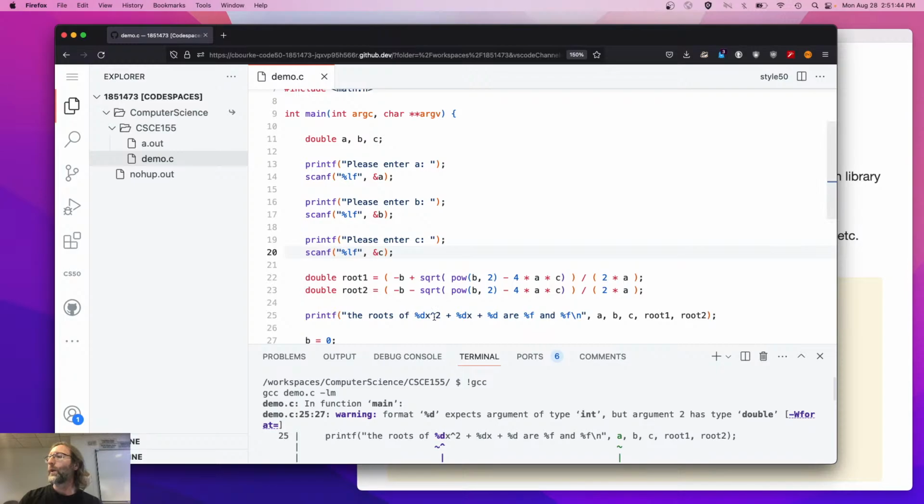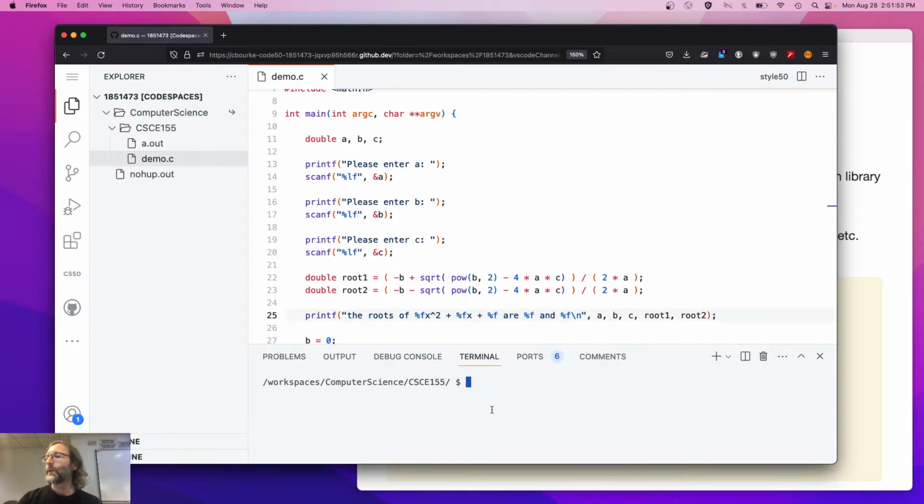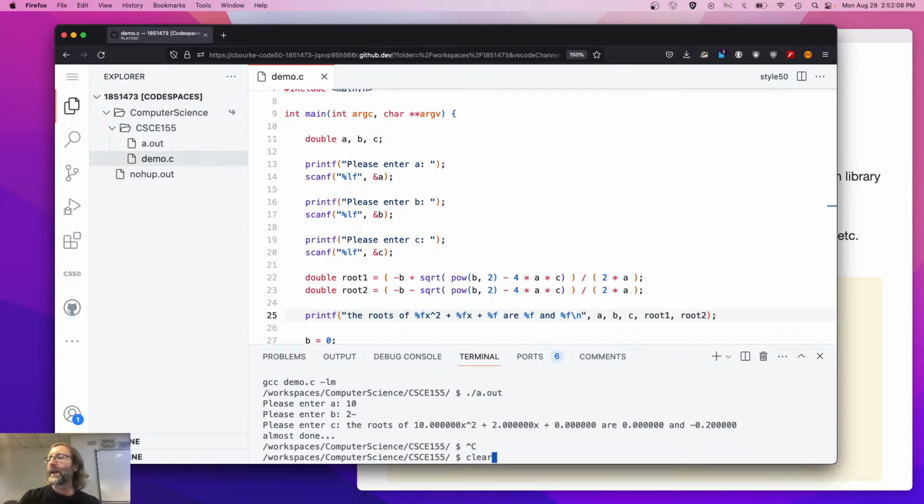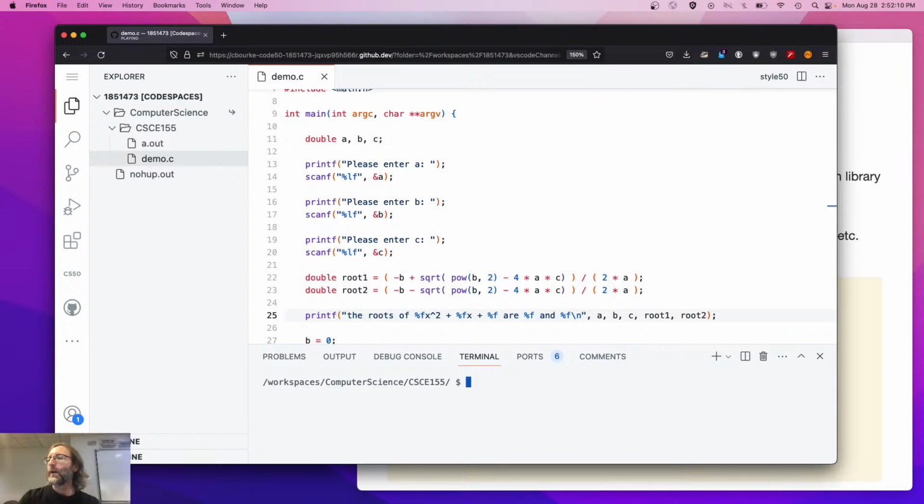GCC. Oh, by the way, I changed those from integers to doubles, so I need to change these placeholders now. F and F. Otherwise, it's just warnings. Right? There we go. It compiles with no warnings, nothing. A.out. Please enter A. Well, let's find out if I'm reading those things incorrectly still. 10, 20, and 30. Oops. Ignore that for now. We'll come back to that. There we go. 10, 20, 30.